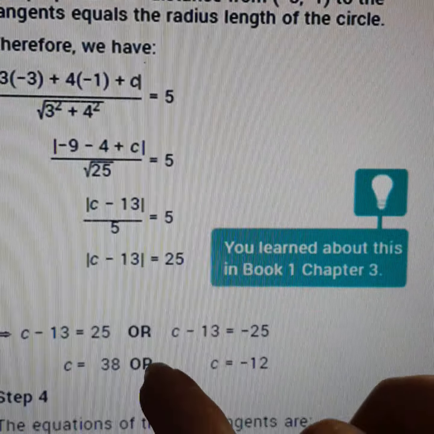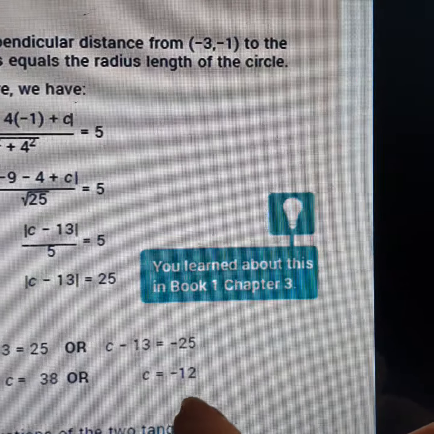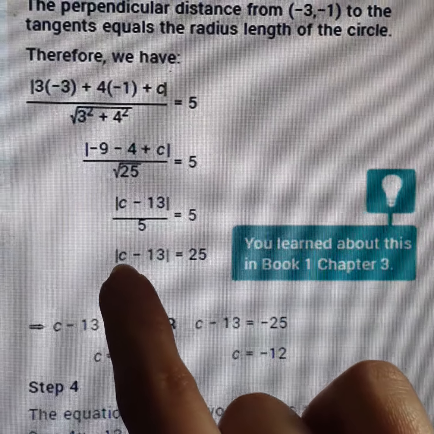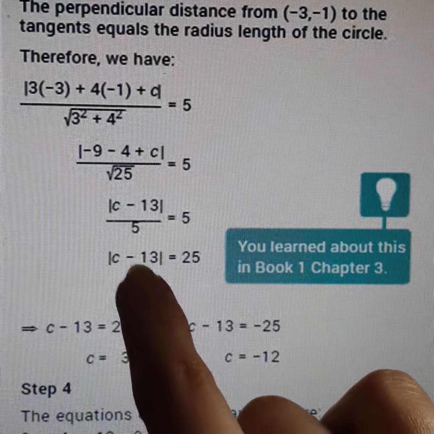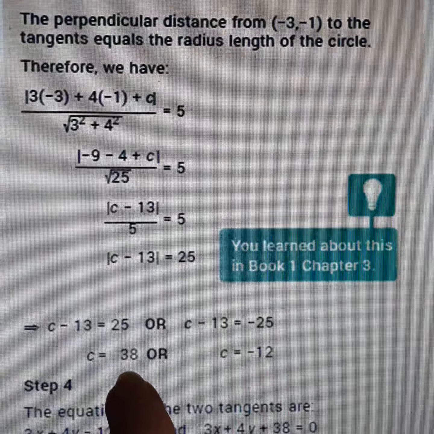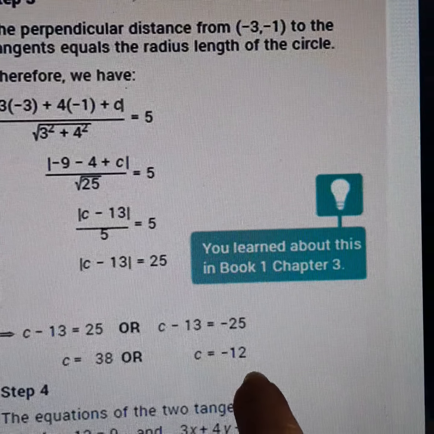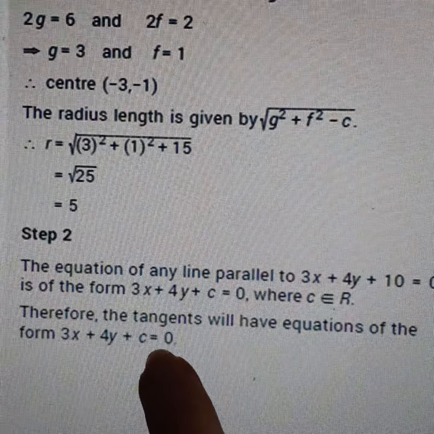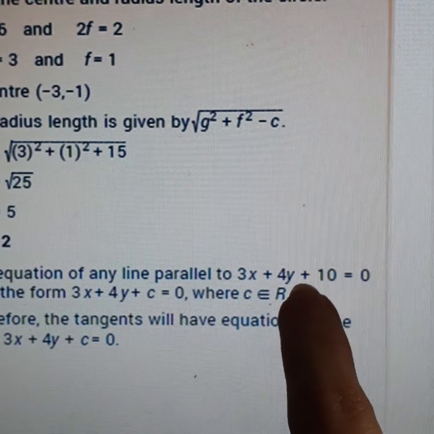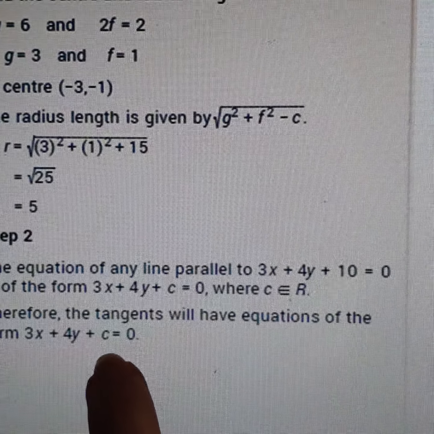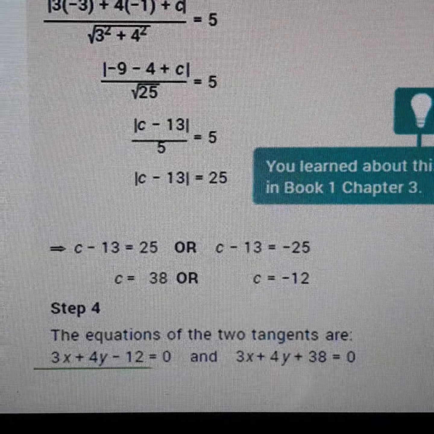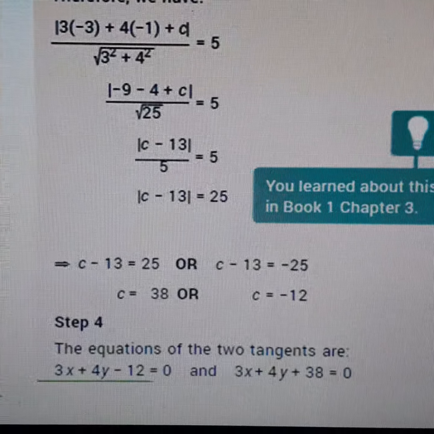Square both sides, or take it as saying this is equal to -25 or plus 25. If you square both sides, remember this is not getting rid of the modulus sign, it's squaring it, so it'd be c minus 13 times c minus 13. You get your two values for c to be c is equal to 38 and c is equal to -12. Therefore the equations of the two lines that are parallel to 3x plus 4y plus 10 are 3x plus 4y minus 12 and 3x plus 4y plus 38.